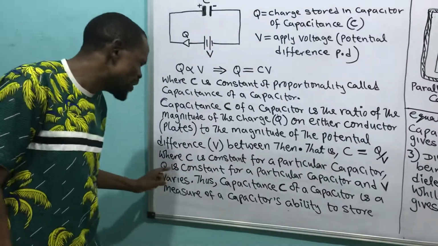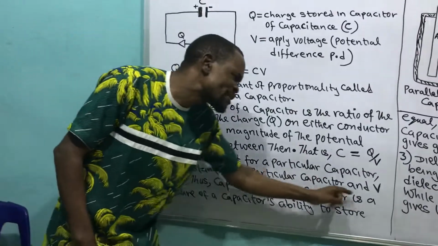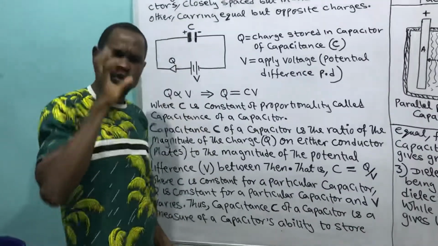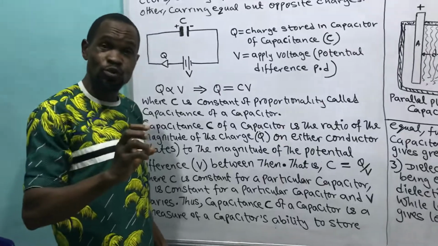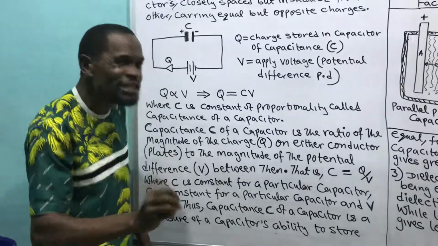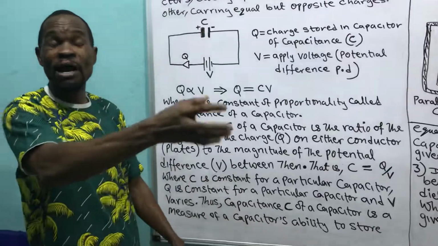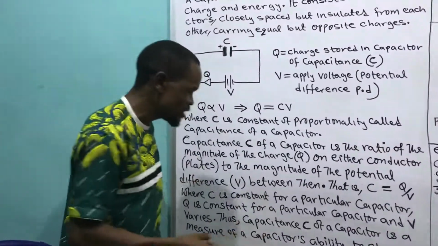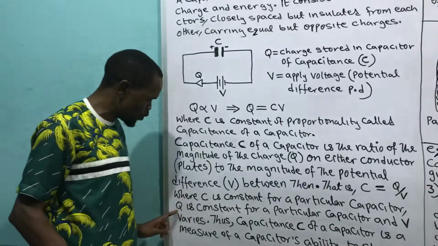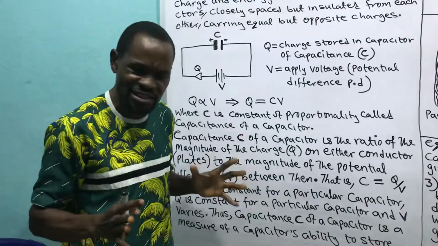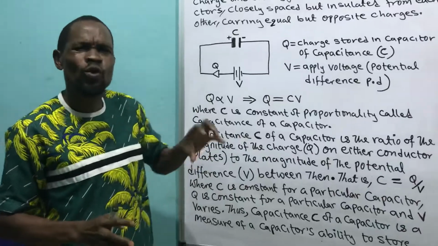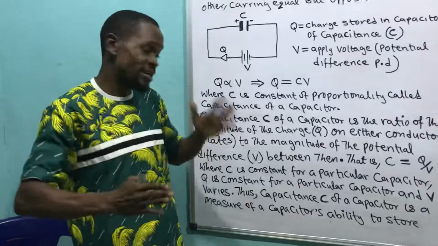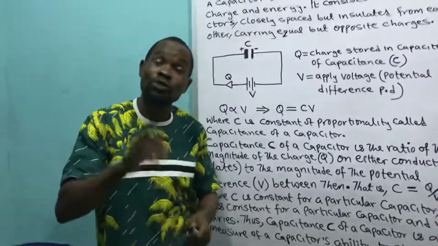Q is constant for a particular capacitor as well. The charge which a capacitor will store is constant. So these two, capacitance and the quantity of charge, are constants. They don't vary, while the voltage, which is the supply voltage, varies. So capacitance is constant for a particular capacitor.